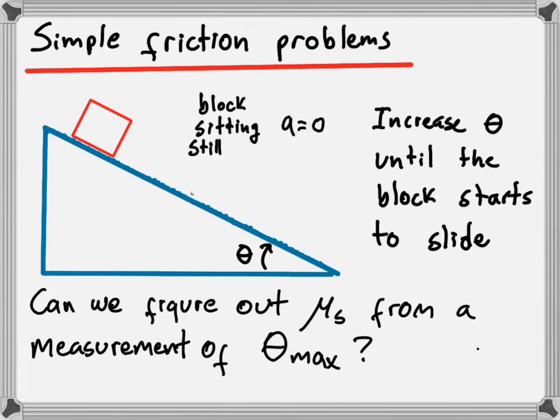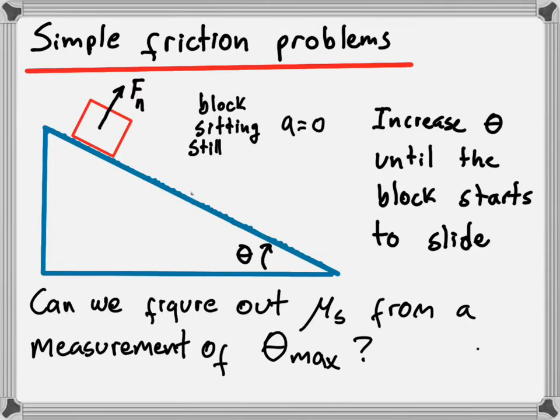So we're going to start with an angle at which the block doesn't slide. For this angle theta, the block is just sitting still on top of the incline. There is no acceleration. And as usual with Newton's second law problems, we're going to draw a free body diagram. We start by drawing the forces acting on the object of interest, in this case the block.